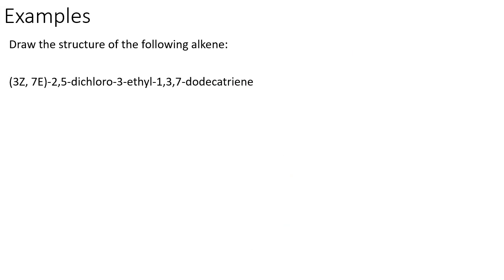All right, let's finish this nomenclature lecture up with one more example. We got 3Z, 7E, 2,5-dichloro, 3-ethyl, 1,3,7-dodecatriene. So you might notice right off the bat that there's 2 stereochemistries given here, but we have a triene. We have 3 double bonds.